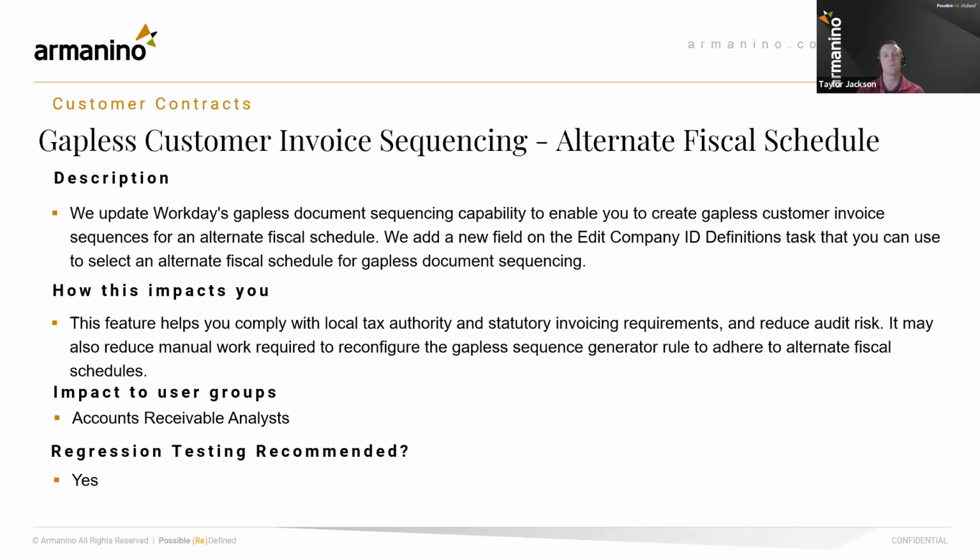It should really help you comply with local tax authority and statutory invoicing requirements to reduce that audit risk. It may also be helpful to reduce manual work and to reconfigure the gapless sequence generator rules to adhere to your alternate fiscal schedules. So it should be a benefit for those international companies, and especially those leveraging alternate fiscal schedules.